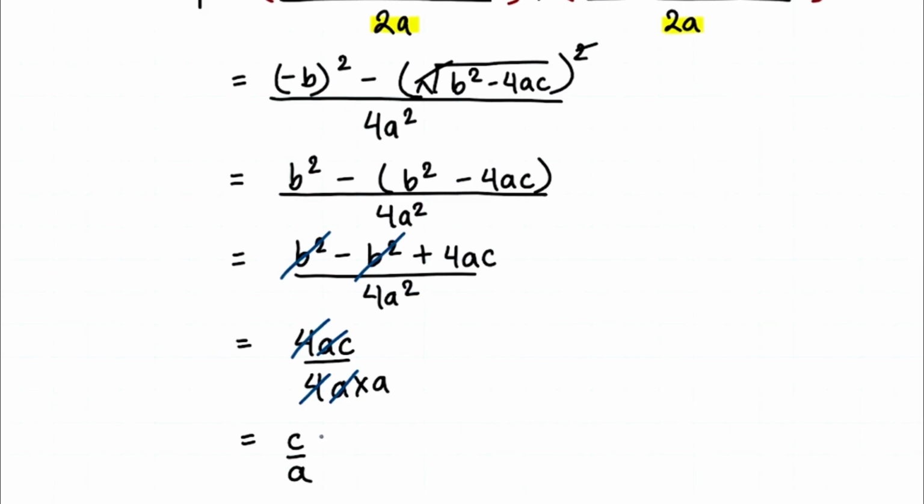So there is a logic behind this formula, okay? It's not just like, oh, the sum of the roots of the quadratic equation is minus b by a and the product is c by a. It's not like that, okay? We can actually logically find that the sum of the roots of the quadratic equation is minus b by a and the product is c by a. So I hope this video was helpful to you in understanding why the sum of the roots of a quadratic equation is minus b by a and the product of the roots of a quadratic equation is c by a.